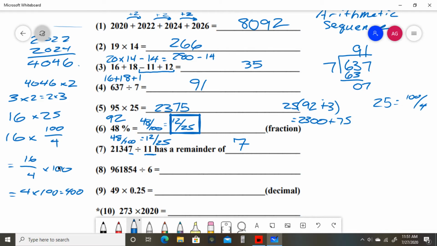Okay, now for number 8, we have 961,854. Now you might notice that we can group these into multiples of 6. So for example, 96 is a multiple of 6, 18 is a multiple of 6, and 54 is a multiple of 6. So when that happens, well, let's just start off like normal and see if we can find any patterns. 6 goes into 96 16 times. Or if you didn't have that memorized, 6 goes into 9 one time with a remainder of 3. And then drop down the 6, we have 36. And then 6 goes into 36 6 times.